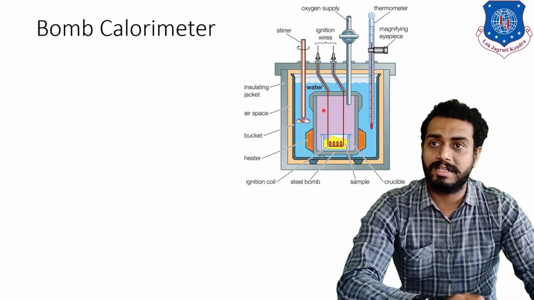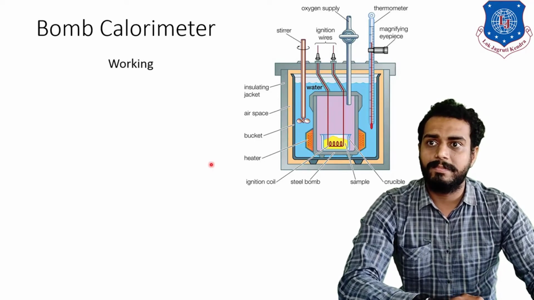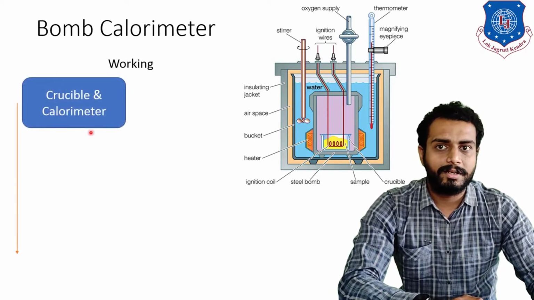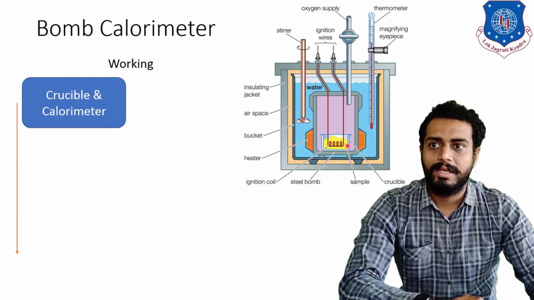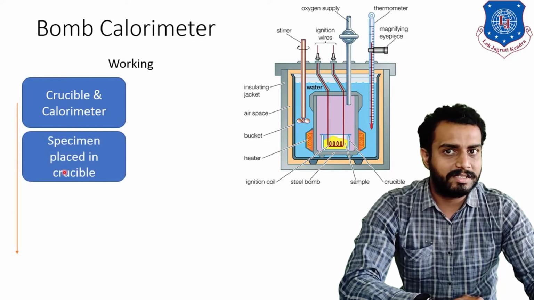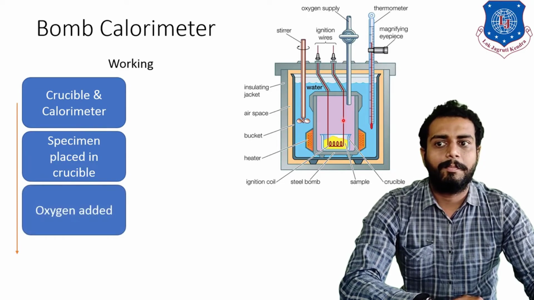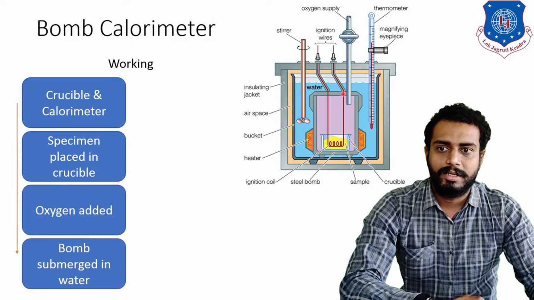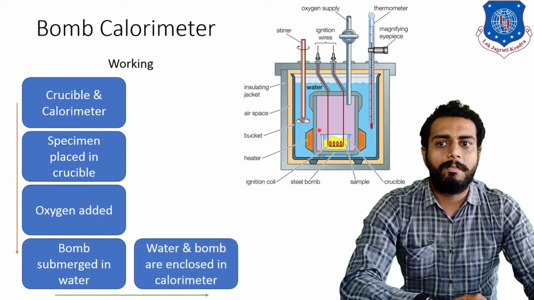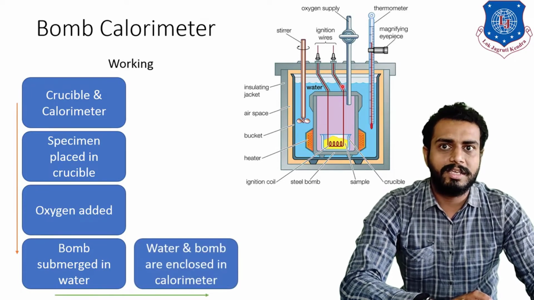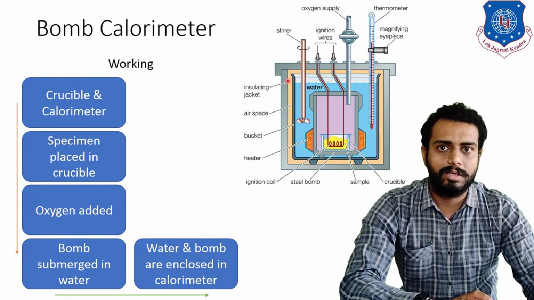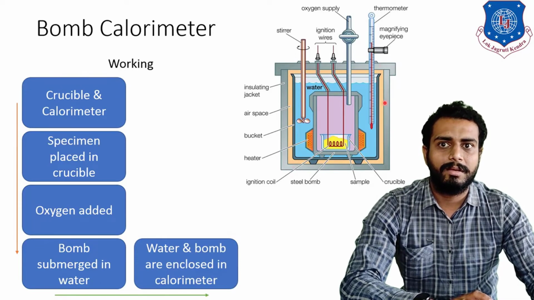Now let us understand that again. The working is very simple. As I have told you, the crucible and calorimeter are prepared. Then the specimen is placed in the crucible, then oxygen is added, then the bomb is submerged into the water. Then what will happen? Water and bomb are enclosed in the calorimeter. This whole thing is known as the calorimeter.